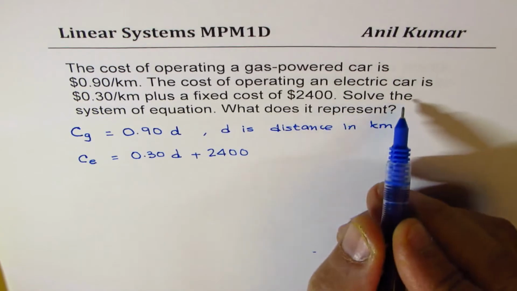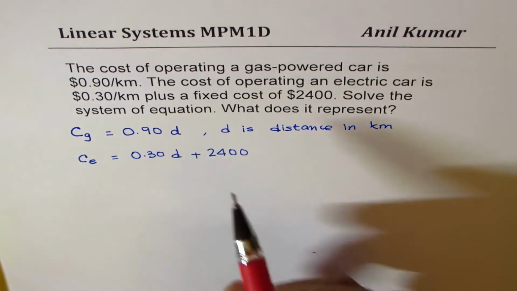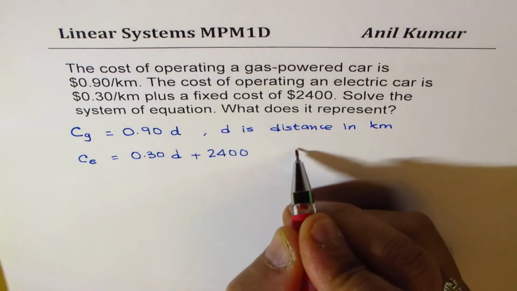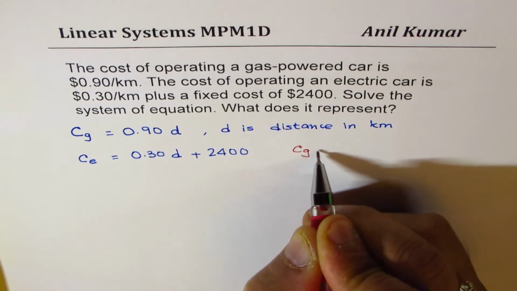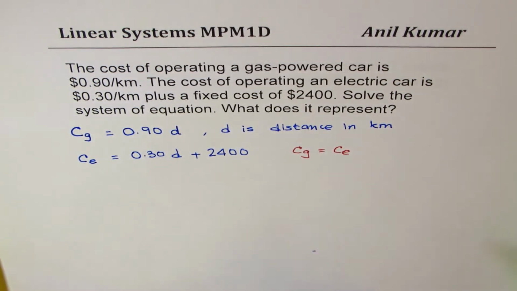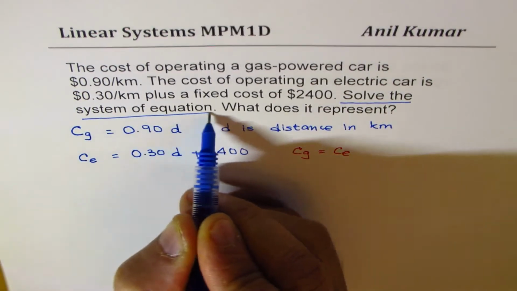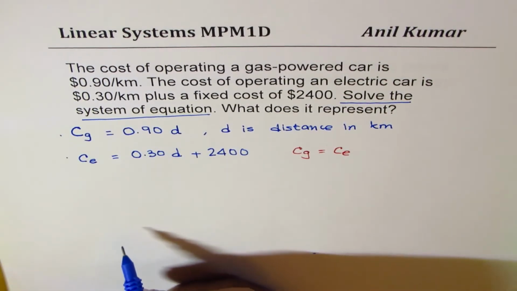When we say solve the system of equations, what does it mean? It really means that we have to find a point which is common to both, right? So solve system of equations means we have to find when will the cost be same. That is to say, when will the cost of the two cars be equal. This is what we mean by saying solve the system of equations. So these two equations form a system.